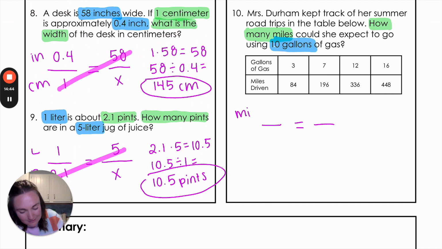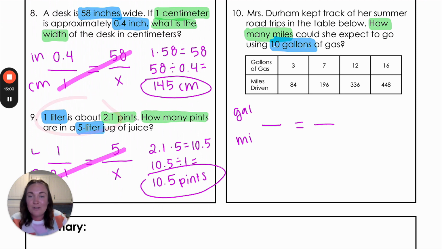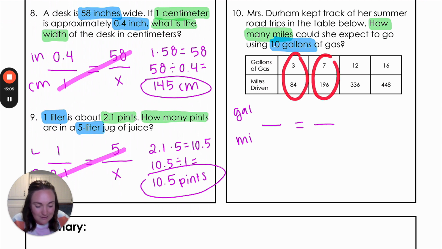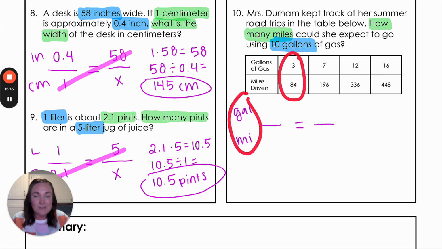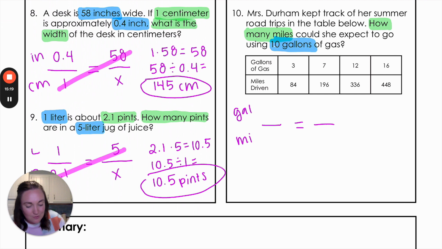Again, we've got miles and gallons. And actually, I'm going to flip that around because of how the table is set up, just to be a little less confusing. So the table has those gallons on top and miles on the bottom. All right, so for my first fraction, we're always looking for those two things that are equivalent to each other. I can use any one of these fractions. So I could start with 3 over 84, 7 over 196, 12 over 336. It does not matter which one you use as long as you are lining up those labels just like we practiced before. So I'm going to use the 3 gallons of gas took her 84 miles.